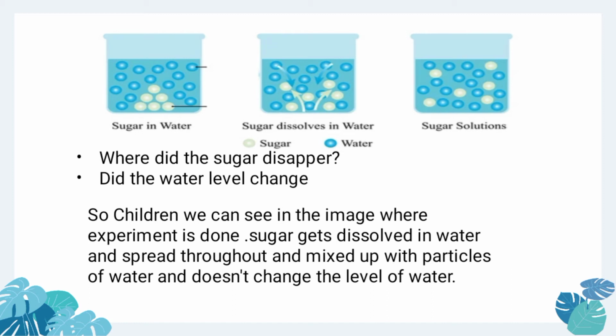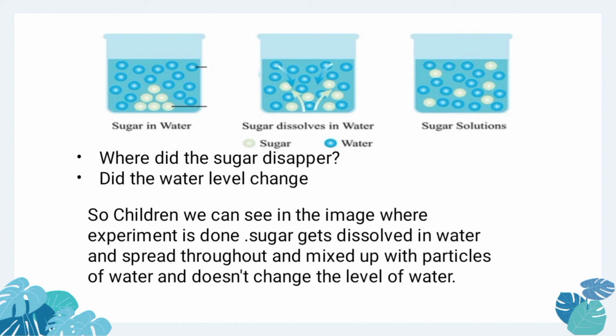So what happens? These sugar particles get dissolved in water, and there is a space between the water particles, so the sugar particles get integrated in the water particles. You can see in the sugar solution how the sugar particles have taken up the space in between the water particles. So the level of water does not change here.